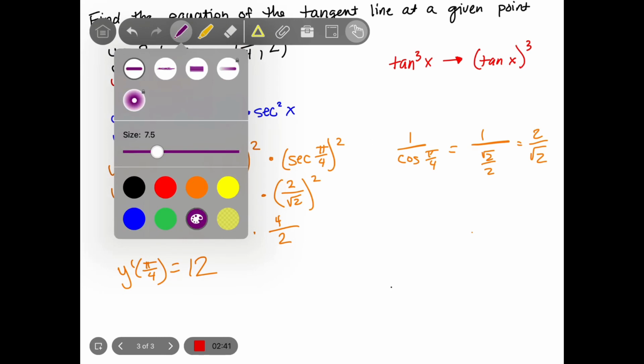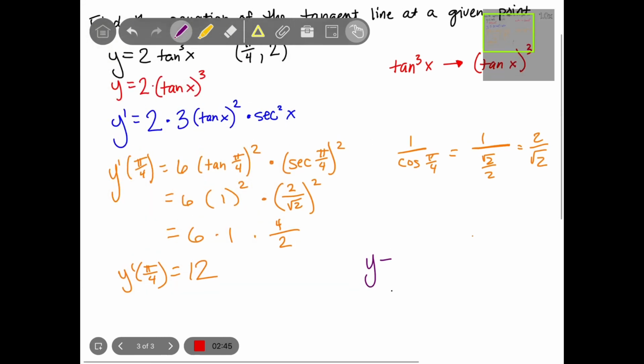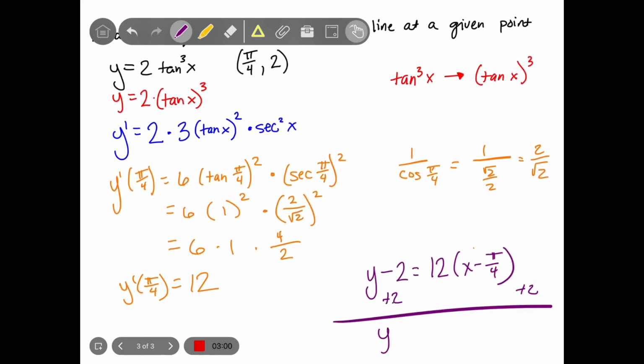Can I now write the equation for my tangent line? y minus, my y value was 2, equals, my slope is 12, and then x minus pi over 4. And of course, I always like to rewrite it. I'm going to add the 2 over, and y equals 12x minus 3 pi plus 2. And I think I'll just leave it like that.